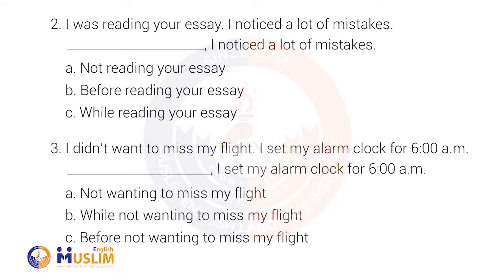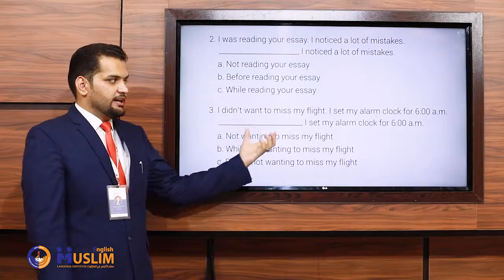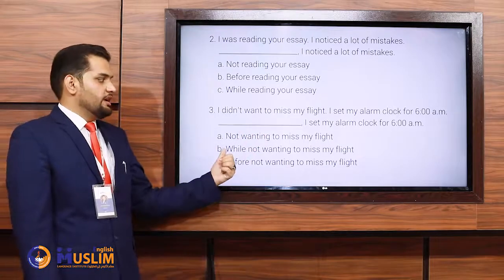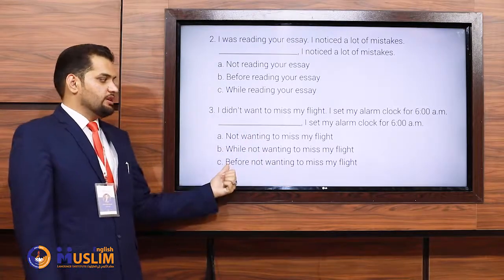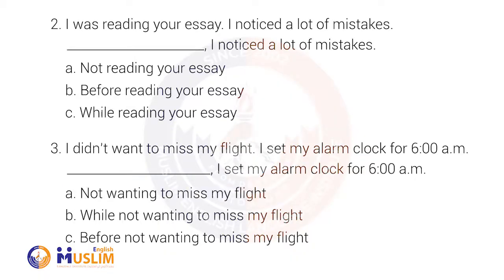Let's do number 3. I didn't want to miss my flight. I set my alarm clock for 6 a.m. Now, what is the correct answer? Not wanting to miss my flight, I set my alarm clock for 6 a.m., or while not wanting to miss my flight, or before not wanting to miss my flight. The correct option is A. Not wanting to miss my flight, I set my alarm clock for 6 a.m.